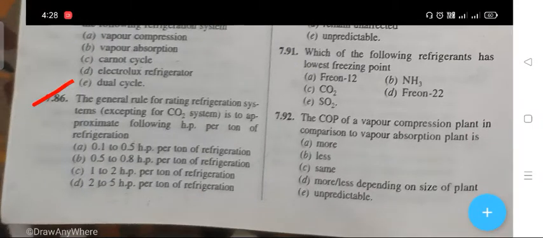Next question is the general rule for rating refrigeration systems, excepting CO2 system, is to be approximately the following HP per ton of refrigeration. The right answer is C, that is 1 to 1.5 HP per ton of refrigeration.